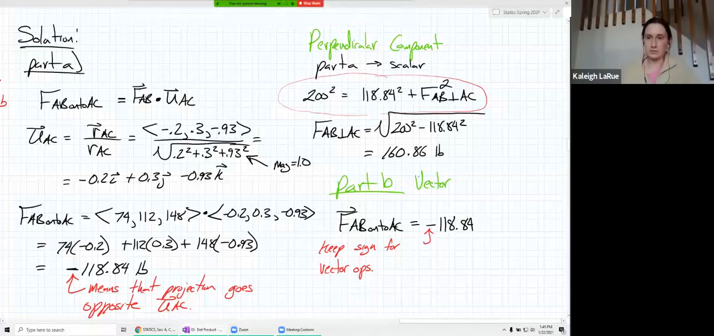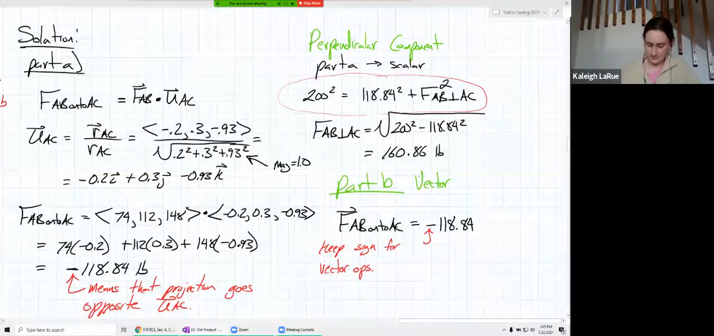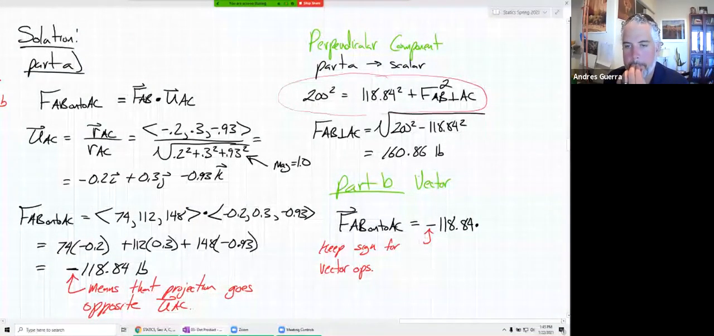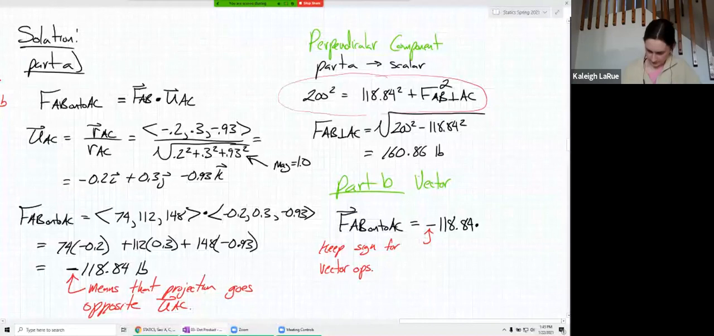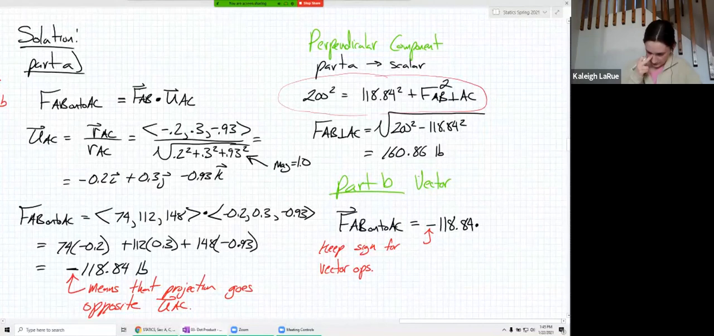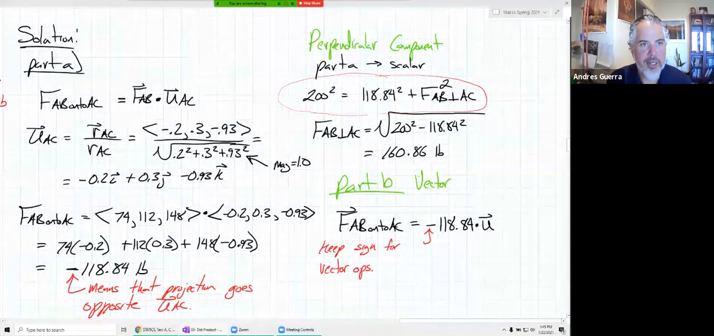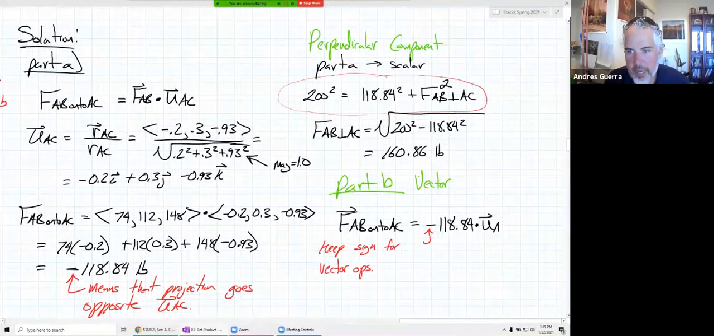What do you have to multiply it by? Is that what you're asking? Yeah, how do I get a magnitude into a vector? Multiply it by the unit vector. Yeah, absolutely. The same unit vector that we used before, the unit vector from A to C.